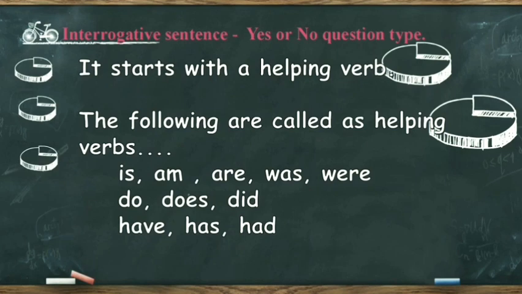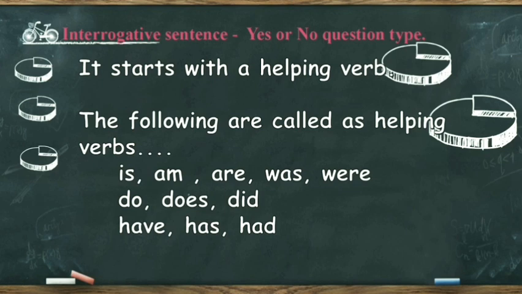Usually, yes or no questions start with a helping verb. Here I have given helping verbs. Read it out: is, am, are, was, were, do, does, did, have, has, had. These are all called helping verbs, right?